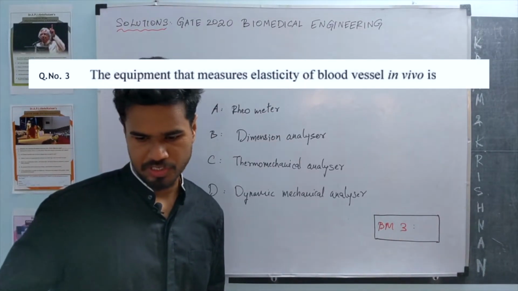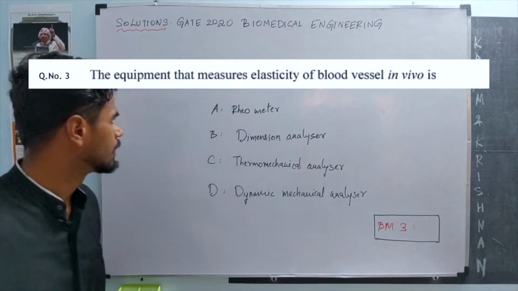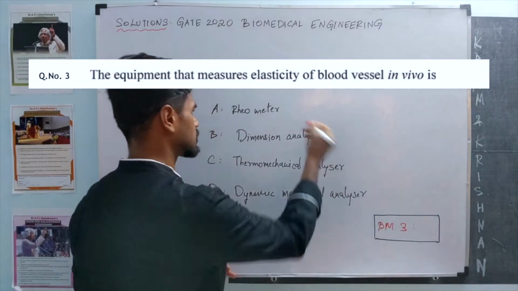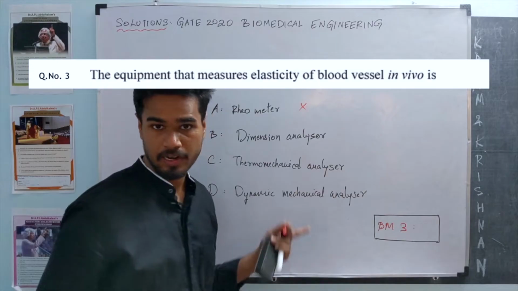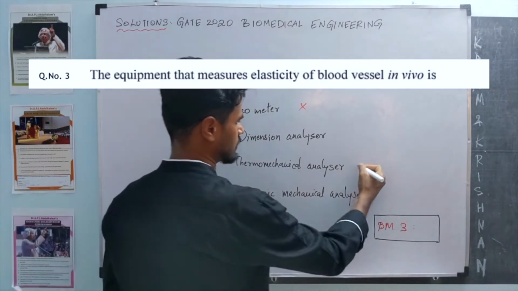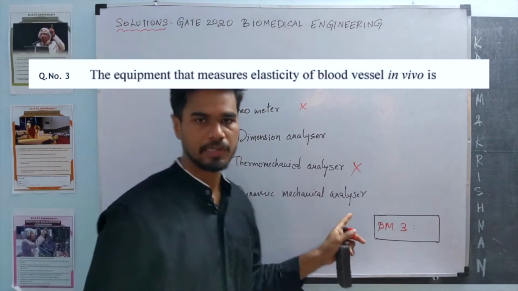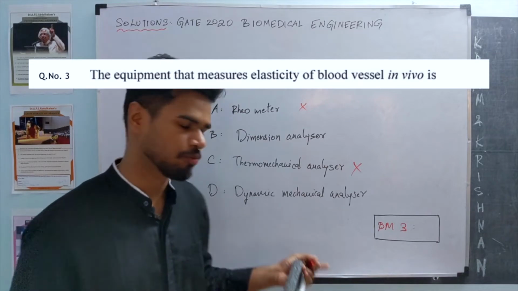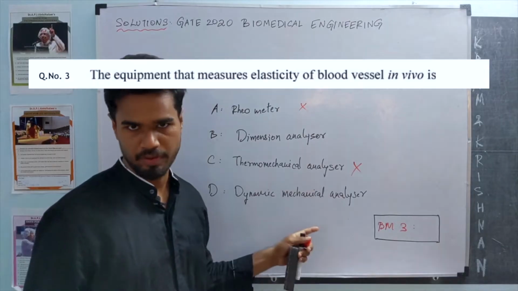The equipment that measures elasticity of blood vessels in vivo is. Okay, so a rheometer is used to measure rheological properties, mostly ex vivo. That's not the case. A thermomechanical analyzer is used to measure thermal properties, right? Again, that's not useful for elasticity. A dynamic mechanical analyzer, DMA, is used to measure viscoelastic properties, mostly of polymers. But again, this is not useful in vivo.